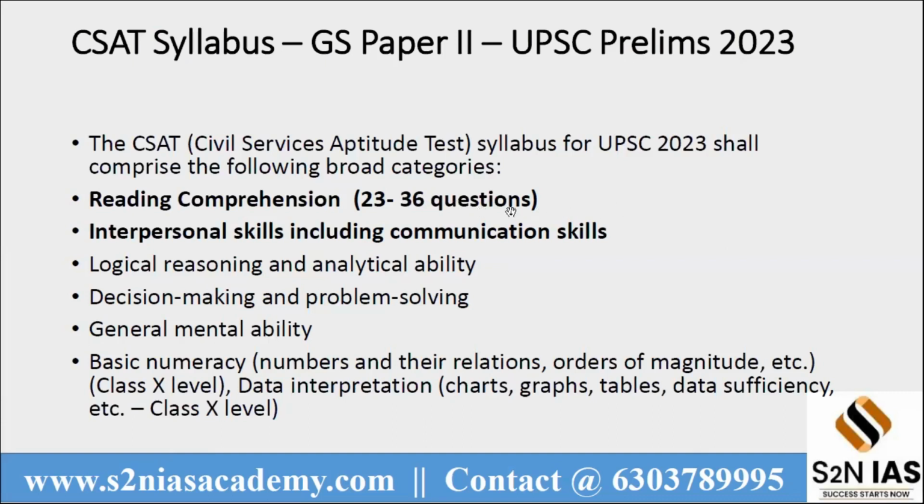On average, you are getting 26 to 27 questions. One question means 2.5 marks. You can assume the importance of CSAT. Around 40% to 50% of the marks will be dedicated to reading comprehension.